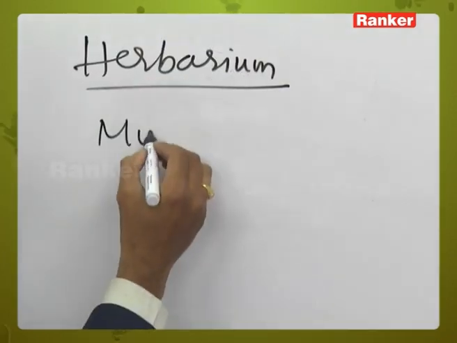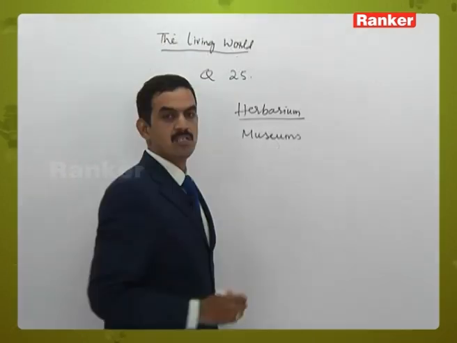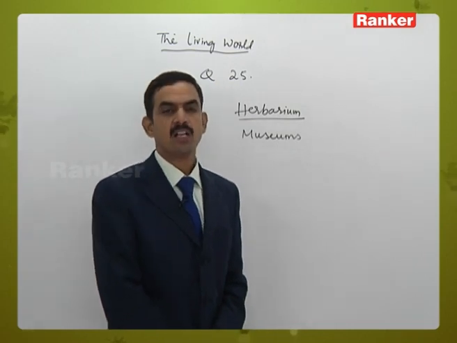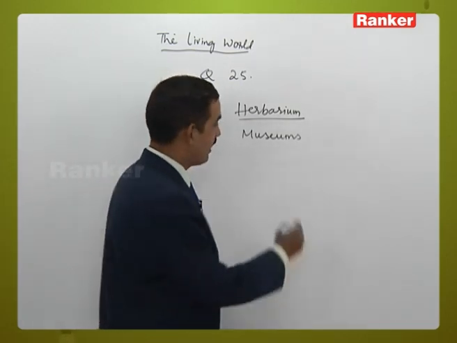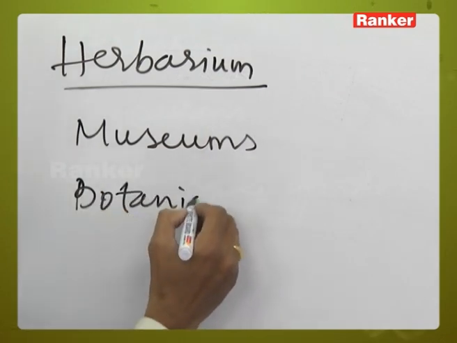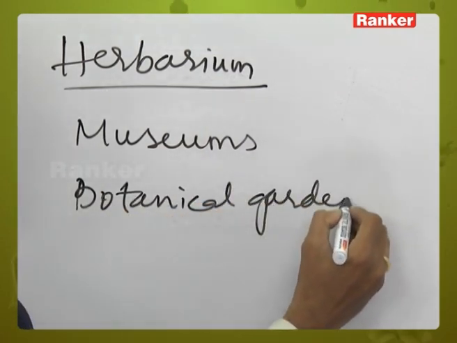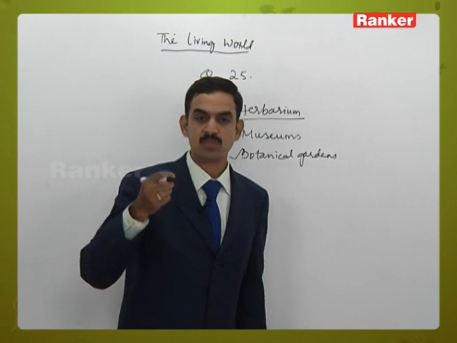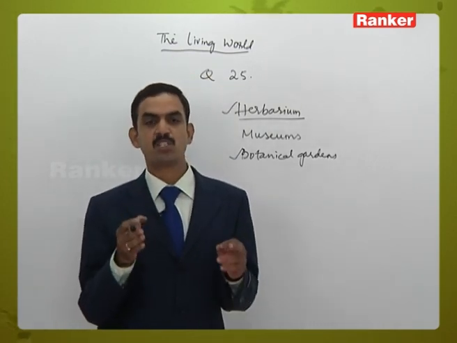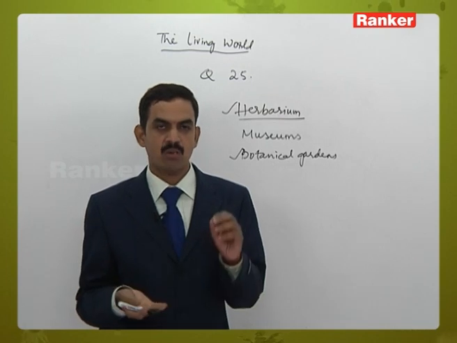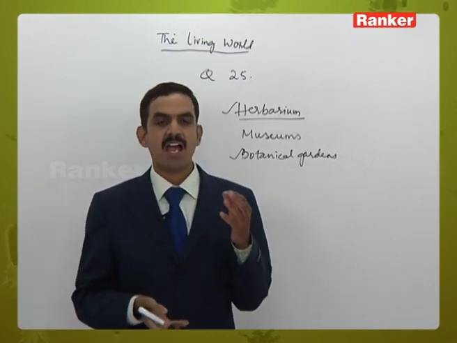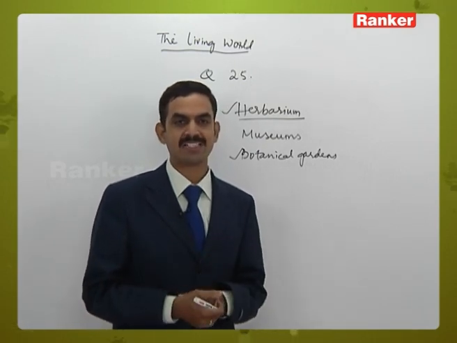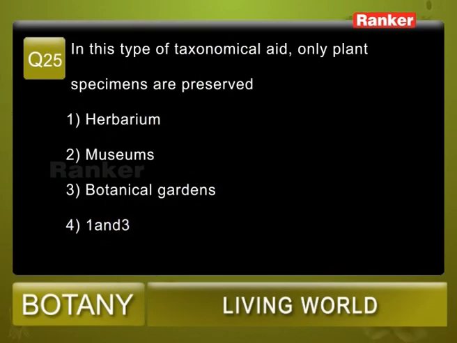Coming to museums, museums are not related to plants, they are related to animals. The collection of animal species is called a museum. Then botanical gardens. Botanical gardens are the places where plants are grown. So herbarium and botanical gardens are related to plant specimens and are considered taxonomic aids. What do taxonomic aids mean? They help in identification, nomenclature and classification. So that is what we call taxonomic aids. So question number 25, the correct answer is 4.